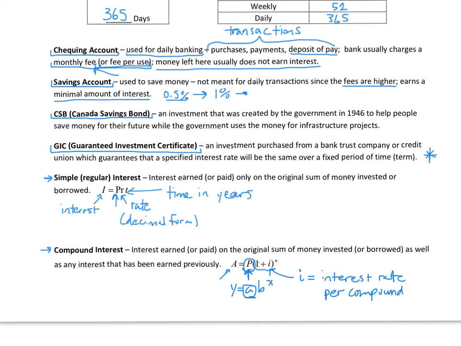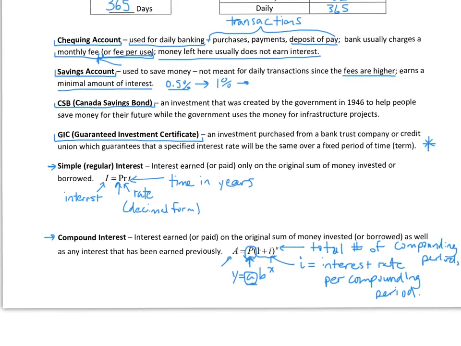So we'll talk about that when we get into some examples. And then the n is the total number of compounding periods. And again, we'll do some examples with this.